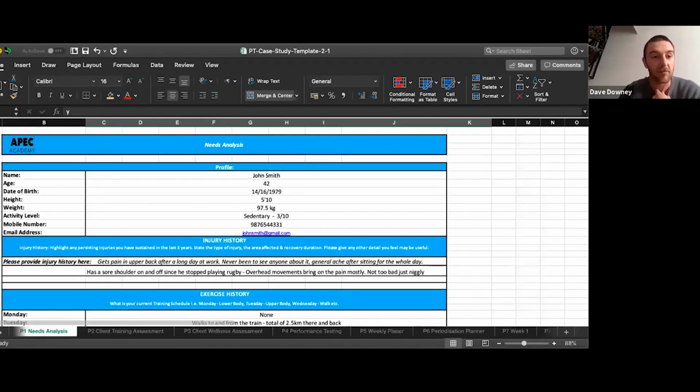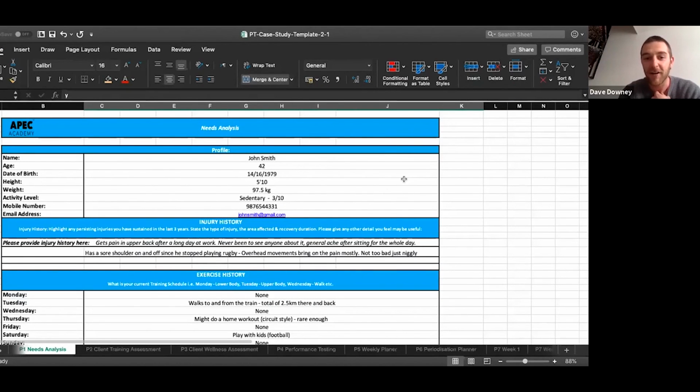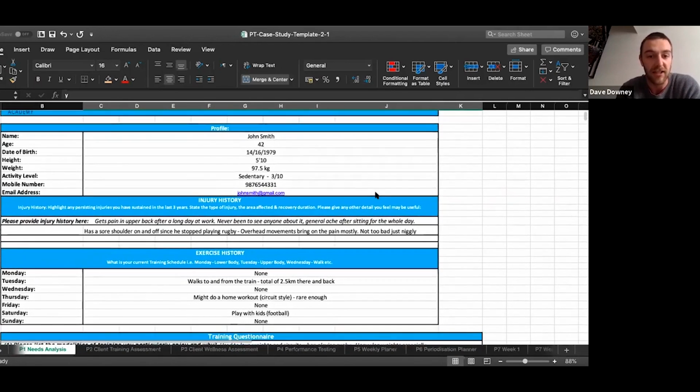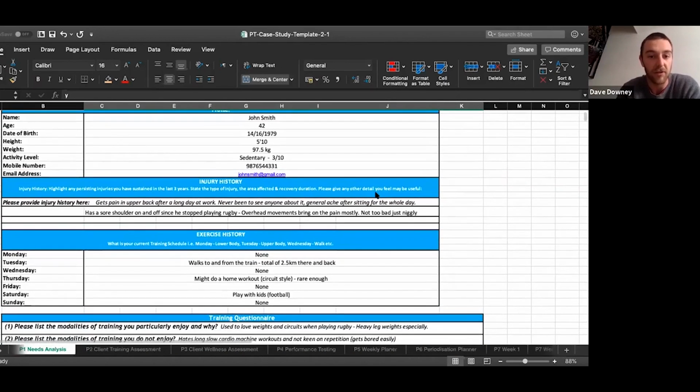So the best way for me to do this is to actually just share one of the case study templates. I have one done up, and I have chosen one based on my own rugby background, as I see a lot of people like this, where people come to you when they read your own history that they can relate to. So let's have a look at the needs analysis first, about who we're looking at here.